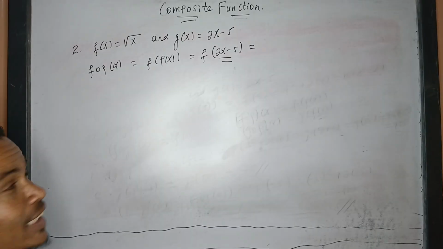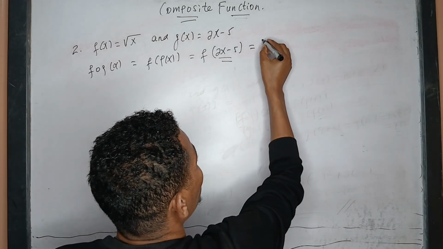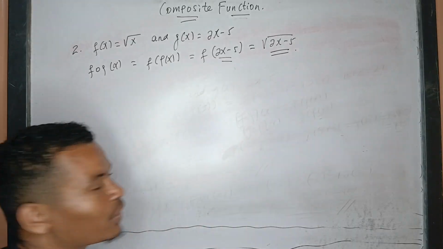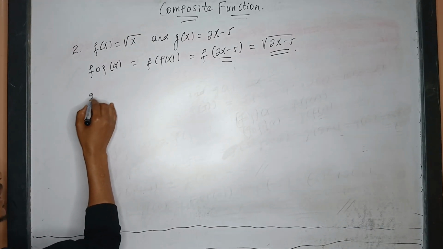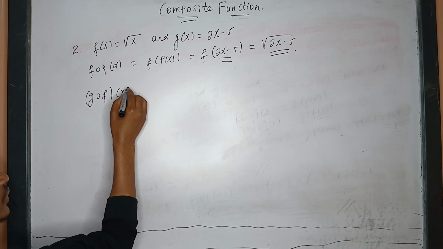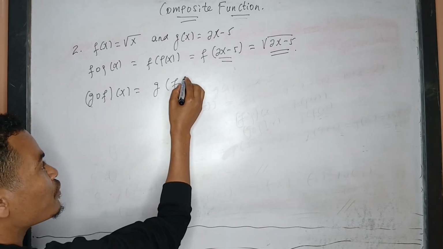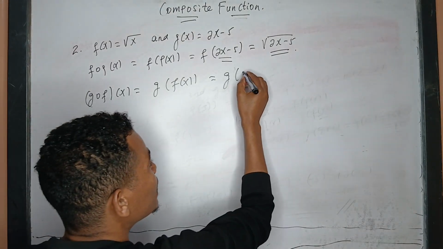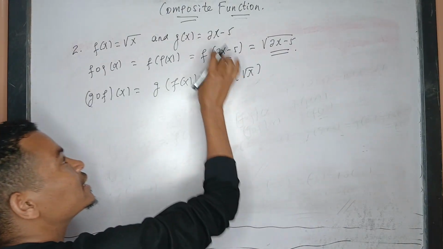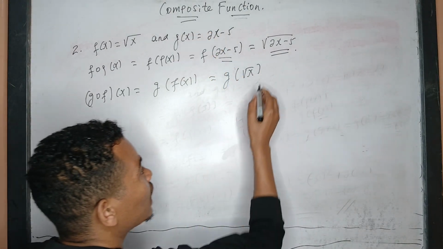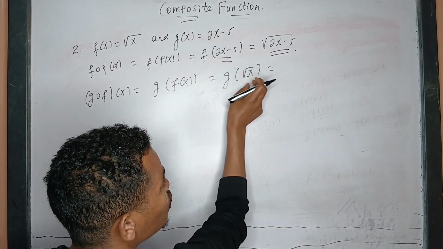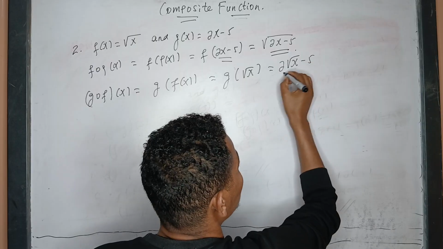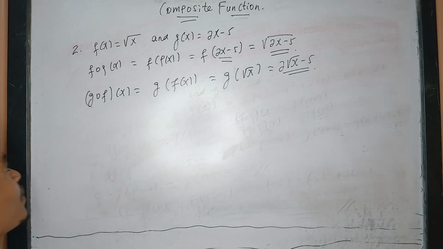f of 2x minus 5 means inserting 2x minus 5 into the function f of x. That is square root of 2x minus 5. If we are asked for g of f of x, it is the same with g of f of x, which means square root of x. We insert square root of x into the function g, where g of x is 2x minus 5. That is 2 square root of x minus 5.